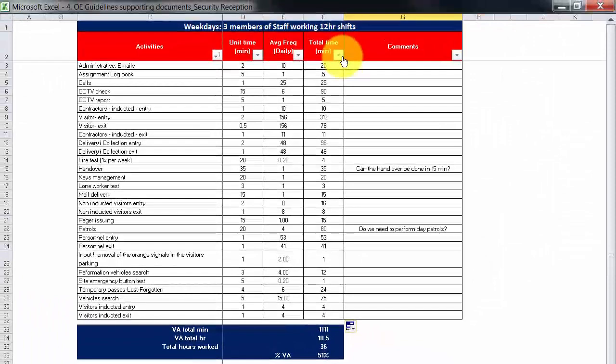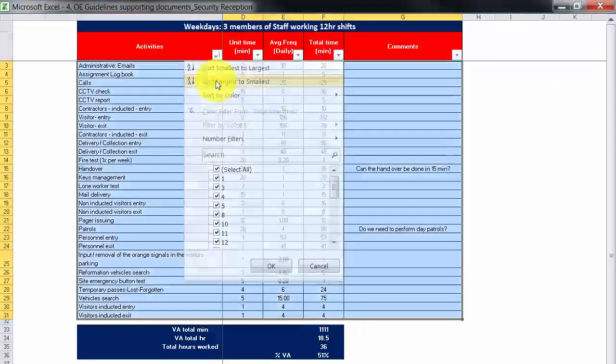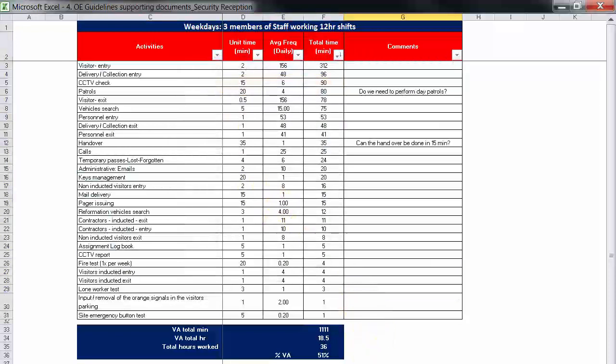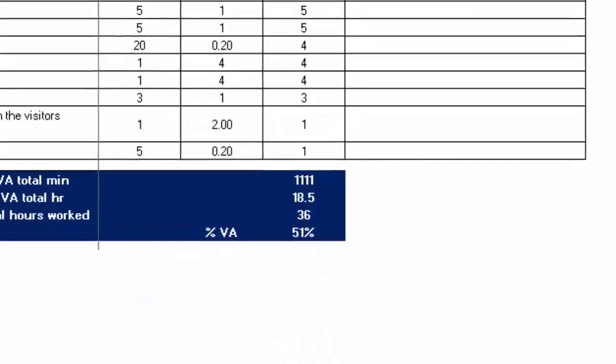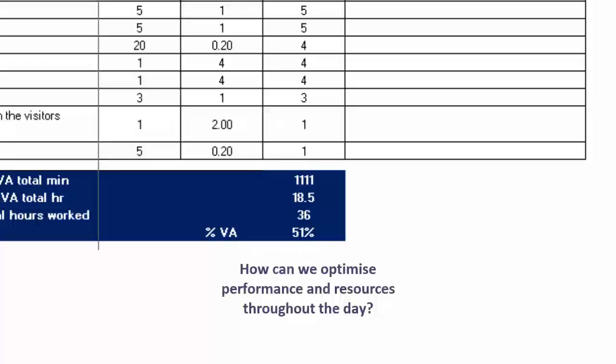Now that we have our figures, if we filter the total time from largest to smallest, we can identify the tasks which are the most time consuming. Our goal now is to look into more detail at these tasks to ensure that they're being performed to the Sodexo standard and that they're bringing maximum value to our client. So far, we've completed a VA NVA analysis through which we've identified time-consuming processes. Our third step is to take the 51% of value-adding steps and to look at how we can optimize our performance and resources throughout the day.